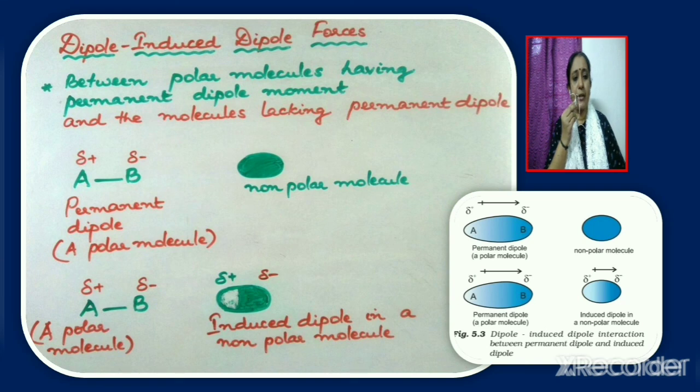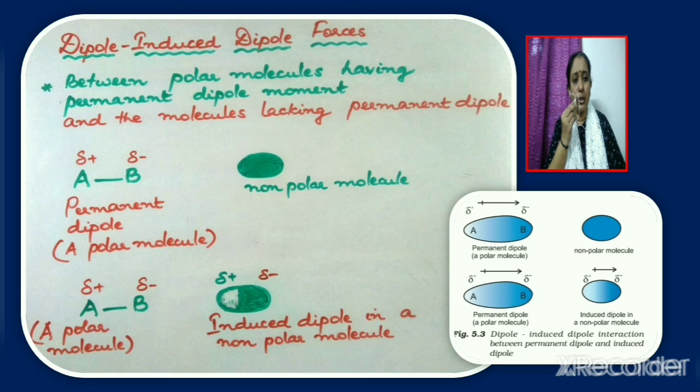This type of attractive forces exist between polar molecules having permanent dipole moment and the molecules lacking permanent dipole. It means one molecule should be a polar molecule and the other one should be a non-polar molecule. Now consider the polar molecule AB. Here B is more electronegative than A. So the shared pairs of electrons will be attracted towards B, as a result of which B will be the negative end and A will be the positive end.